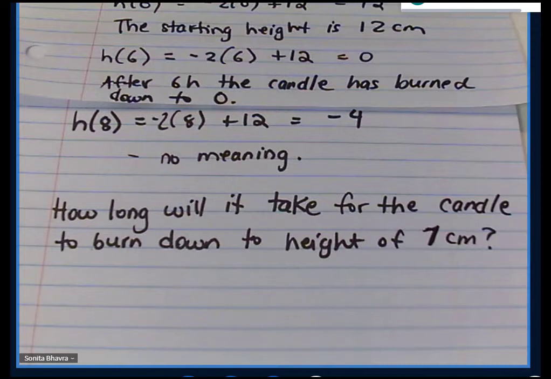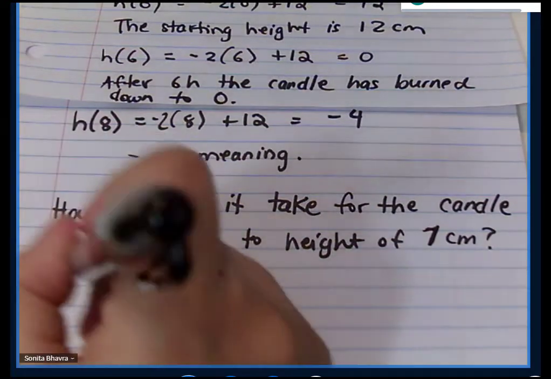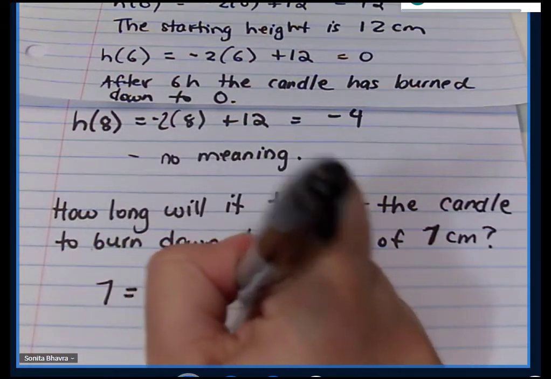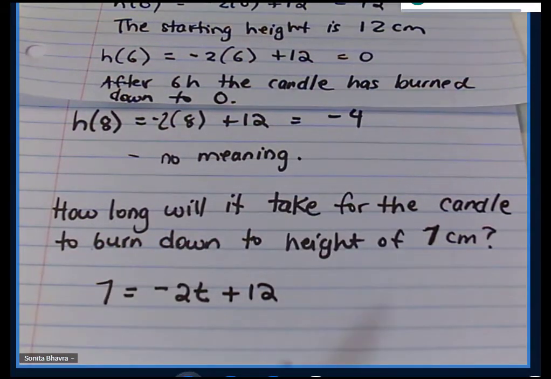All right, so the next question to this example on the candle is how long will it take for the candle to burn down to a height of 7 centimeters? So this time we're given the height of 7 centimeters and we have to solve for t, which is in hours. So 7 is equal to negative 2t plus 12. All right, and we need to solve for t.